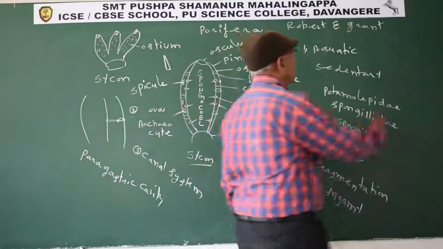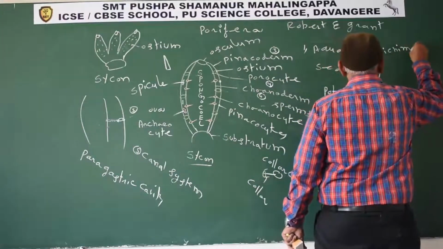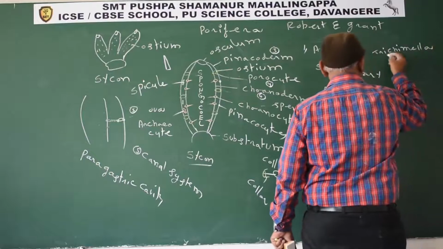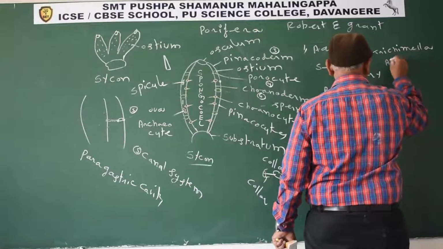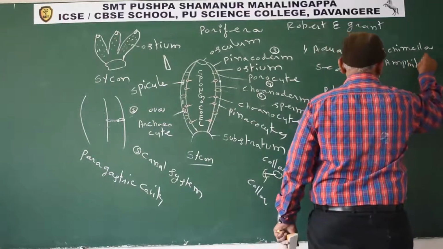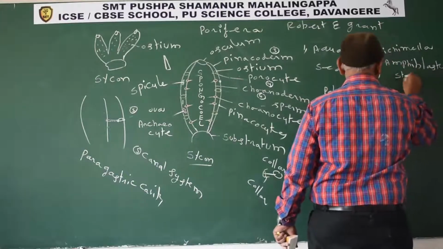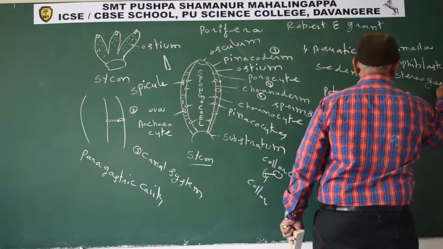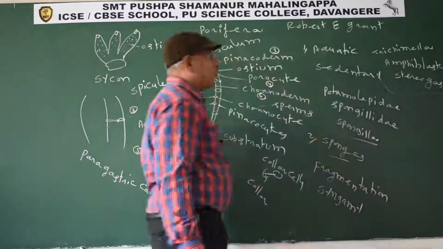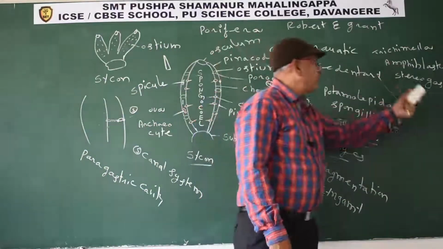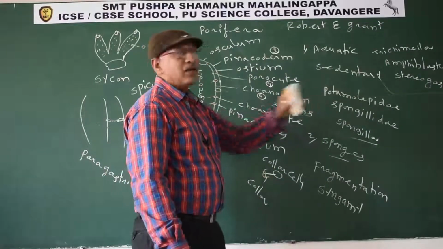Development is indirect, meaning larval stages are seen in their development. These larval forms are Trichimella larva, Amphiblastula larva, and Stereogastula. In some animals Trichimella, in some animals Amphiblastula, in some animals Stereogastula larva is seen in their development.